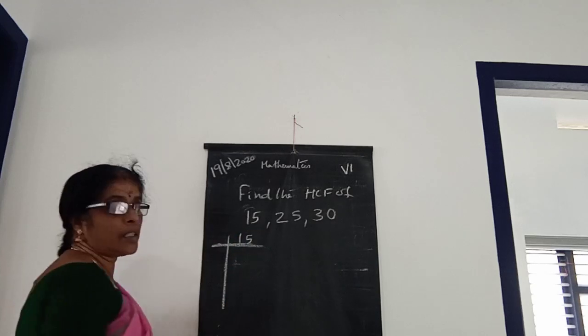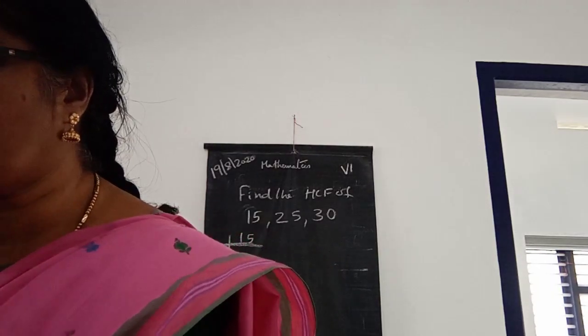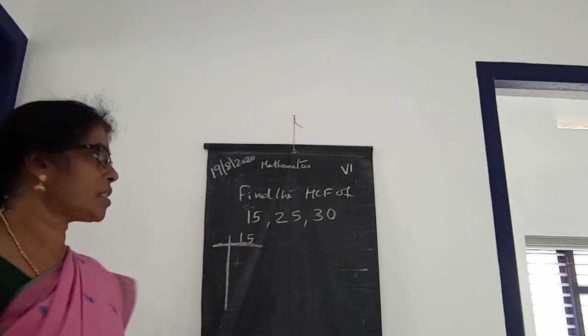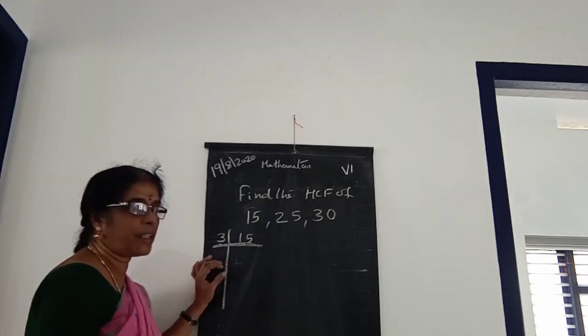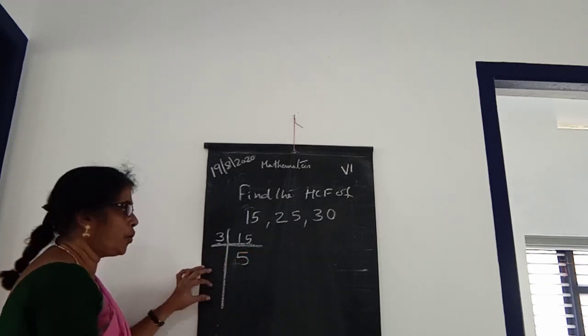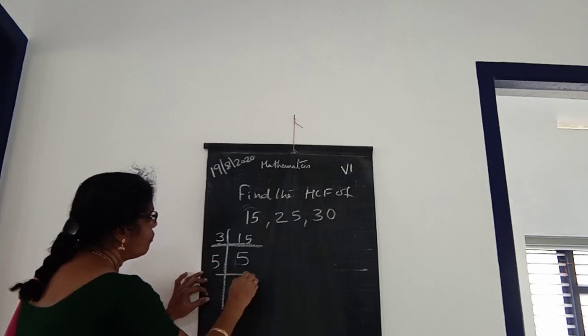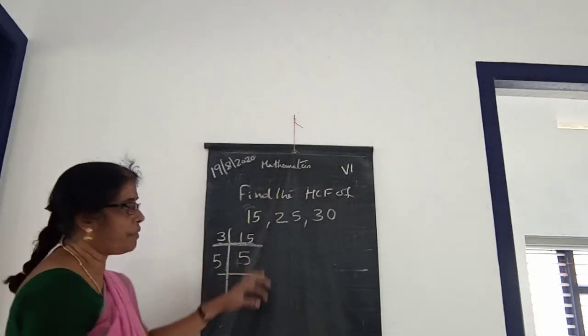15. 2 is not going in 15, so we can take the next number, 3. How many times does 3 go in 15? 5 times. Next, 3 is not going, so we take 5 one time. Then 15. Okay, the next one is 25.